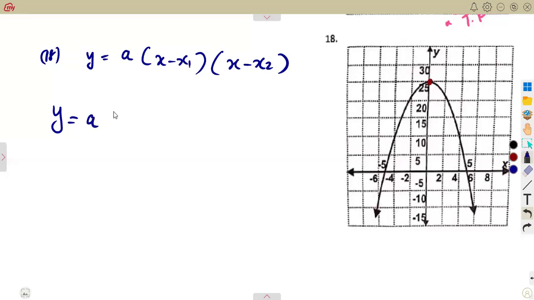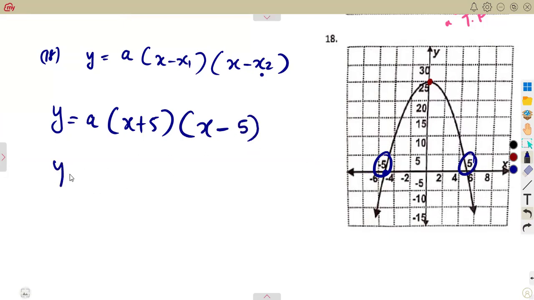So y is equal to a into x minus x1, the first solution that you're given on the negative side, the number indicated there, that's a minus 5. So it's x minus minus 5. Minus minus, that's a plus. All right. Then we move on to the other part: x minus x2, which is our solution, the number indicated there, which is 5. So by expanding, we go back again to the difference of two squares concept, where we have x squared minus 25.